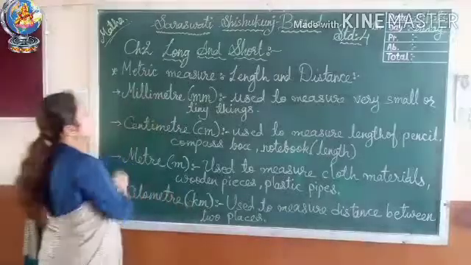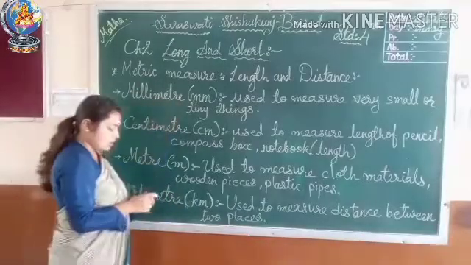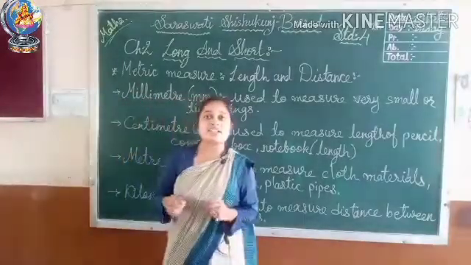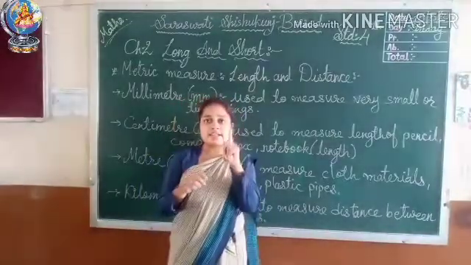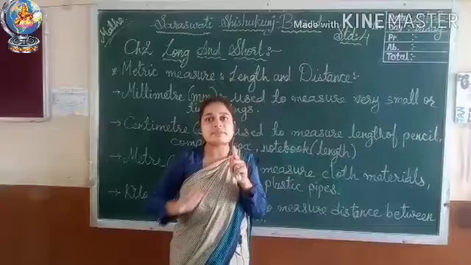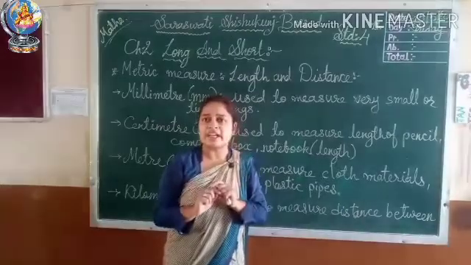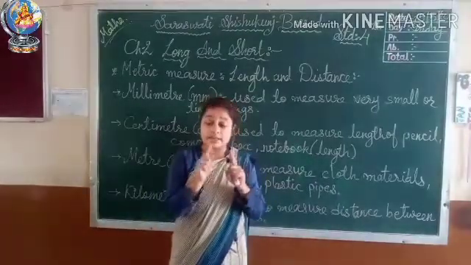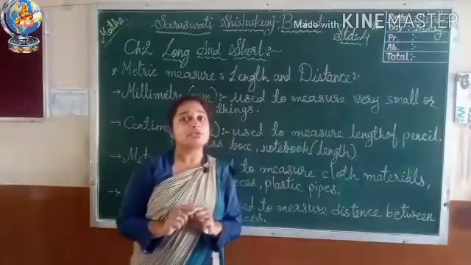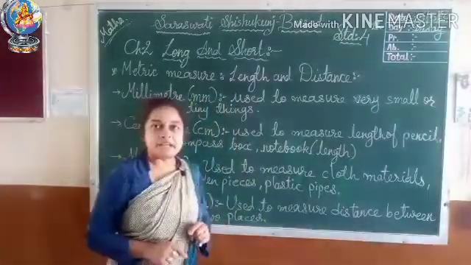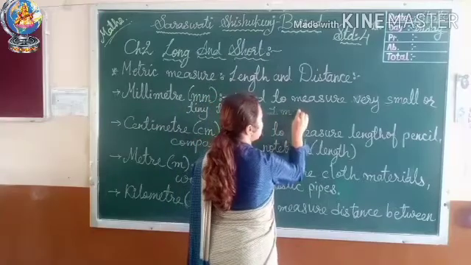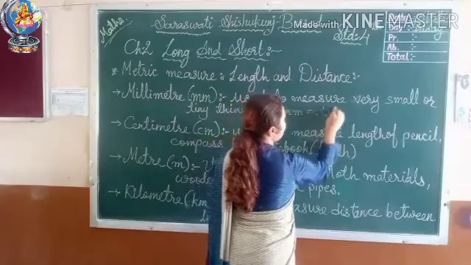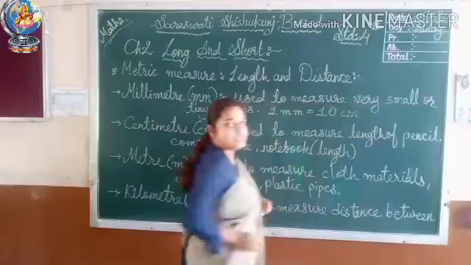Fine. So if I talk about millimeter, if you had seen the scale, I have shown you that in the scale, where the 0 is marked, after that there is a small line. Between them there is a space of 1 millimeter. So it is said that 1 millimeter is equal to 10 centimeter.